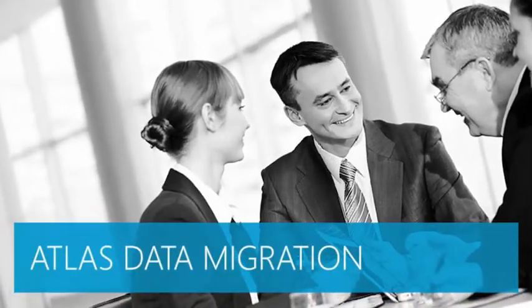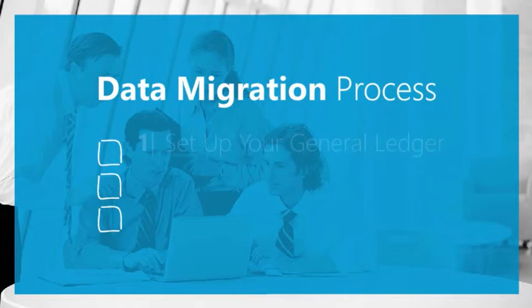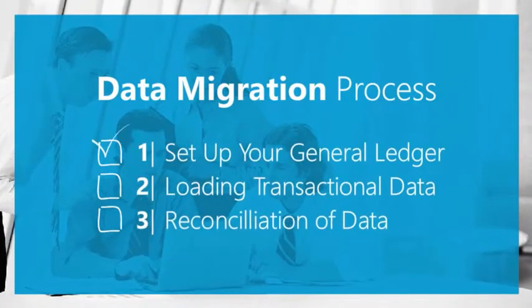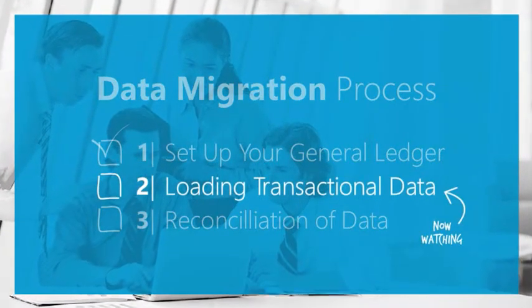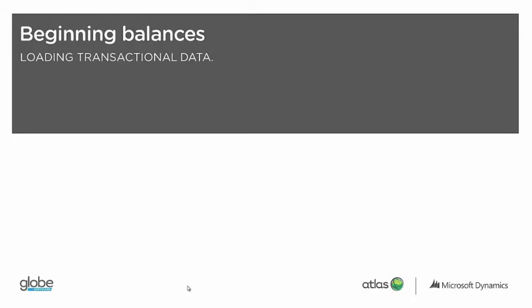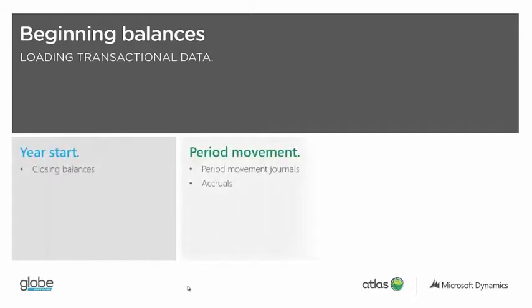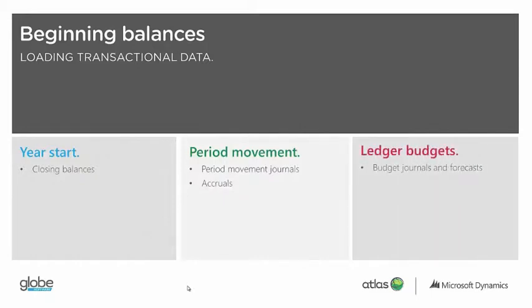Having prepared your main tables and having completed prerequisite configurations, we are ready to load transactions. For data migration, this will usually include beginning balances, period movements, and possibly actual transactions. Additionally, you will include budget and forecast figures too. This clip demonstrates using the Atlas templates to achieve this.